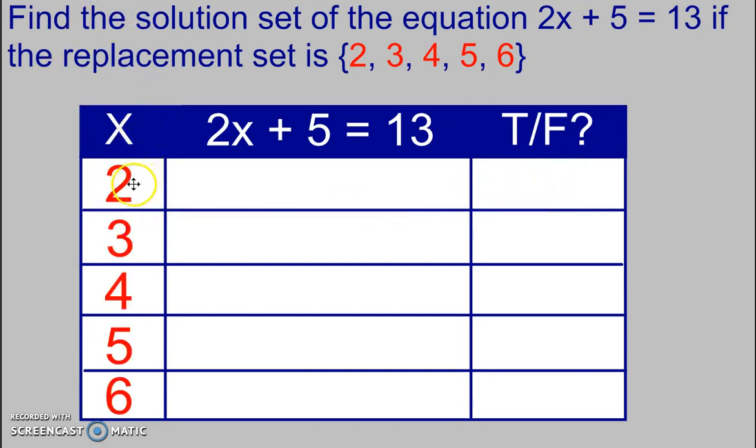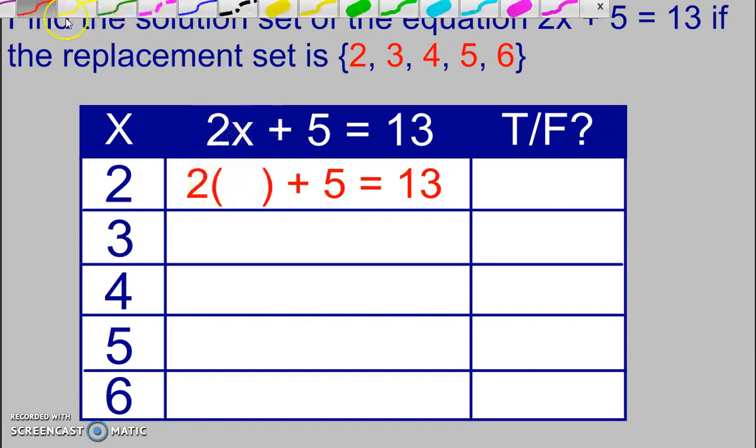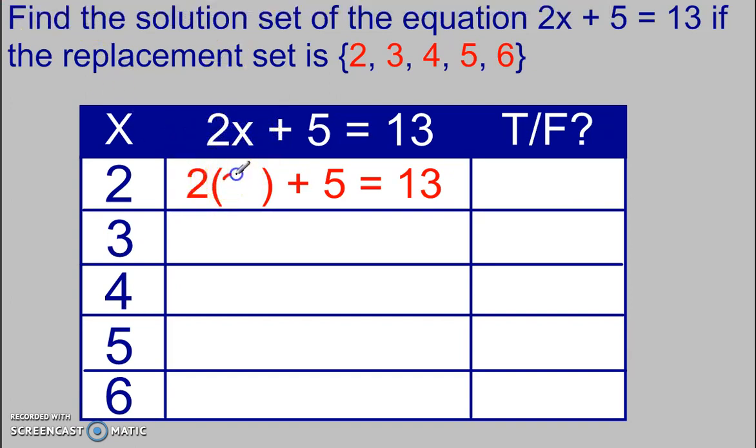So if we plug in our replacement set right here, 2, 3, 4, 5, 6, and then I'll carry down my function rule. So I have 2 times x, and now I'm going to replace that with 2. 2x + 5 = 13. Let's check. Is that true? 2 times 2 is 4, plus 5 is 9. That is not true. That would be false.